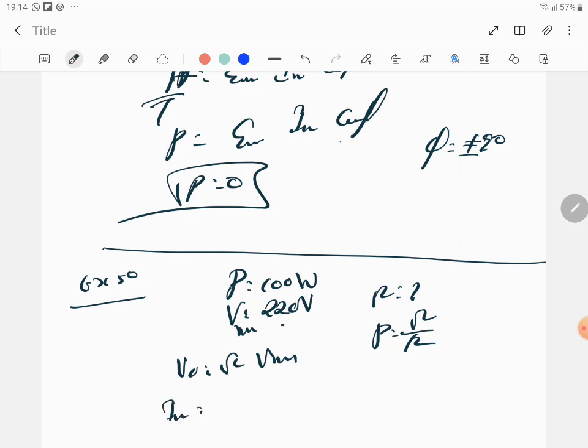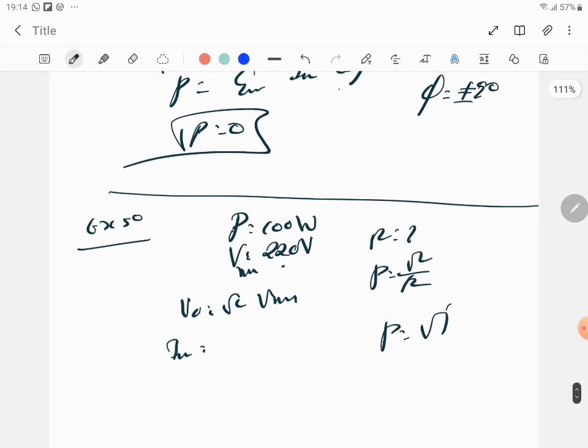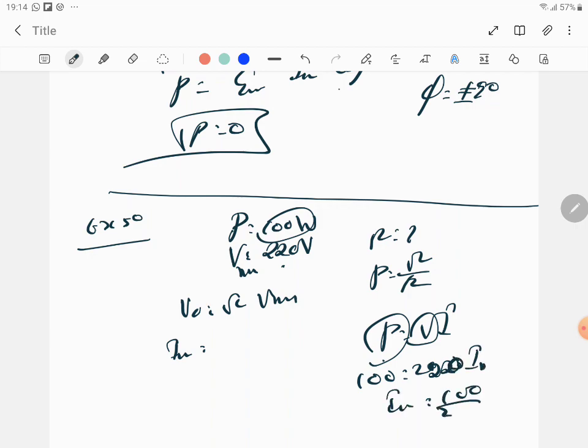IRMS: P is equal to V times I, and P is 100 watts, correct? V is VRMS, yes, 220. So then IRMS is therefore 100 by 220, correct? Yes, 100 by 220. So that's about it.